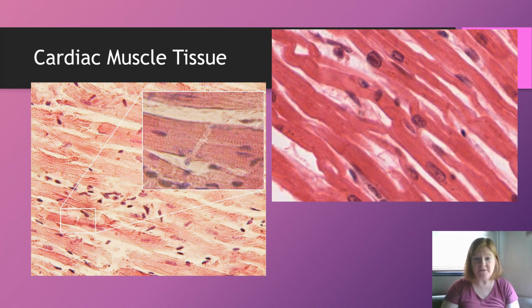Here's what cardiac muscle tissue looks like. You can see fewer nuclei. You can still see stripes. And right here, here's where I'm going to draw your attention. Right here, this feature right here would be the intercalated discs. Those are the connections between cardiac cells, allowing them to communicate effectively with each other.